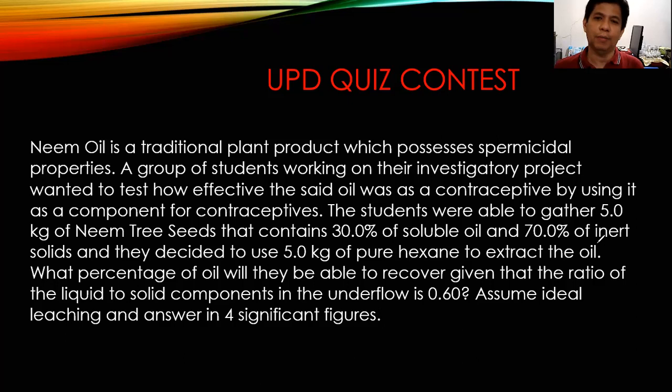So neem oil is a traditional plant product which possesses spermicidal properties. Kapatay ng sperm. A group of students working on their investigatory project wanted to test how effective the said oil was as a contraceptive, by using it as a component for a contraceptive. The students were able to gather 5 kilograms of neem tree seeds that contained 30% of soluble oil and 70% of inert solid. And they decided to use 5.0 kilograms of pure hexane to extract the oil.